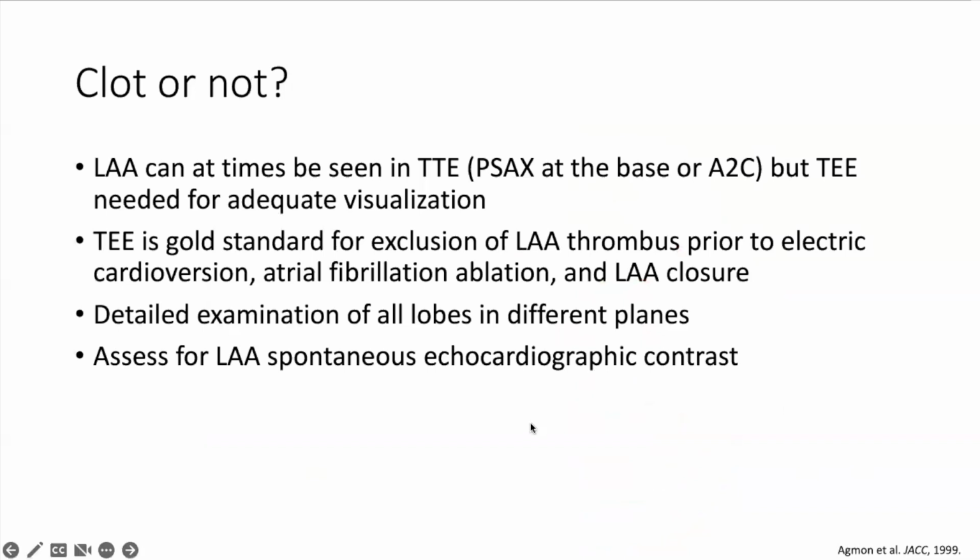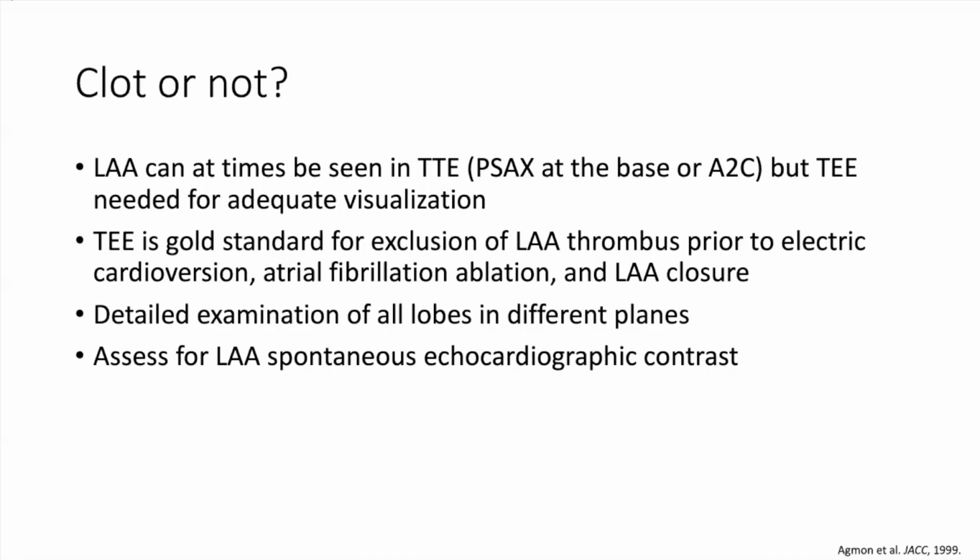So, clot or not? This is the question that's often posed to the echo team. The left atrial appendage can sometimes be seen on the transthoracic echo in this short axis or the two-chamber view, but TEE is the gold standard to adequately visualize the left atrial appendage. We use it before procedures such as cardioversion, AFib ablation, and left atrial appendage closure, because an LAA clot would be a contraindication to these procedures.